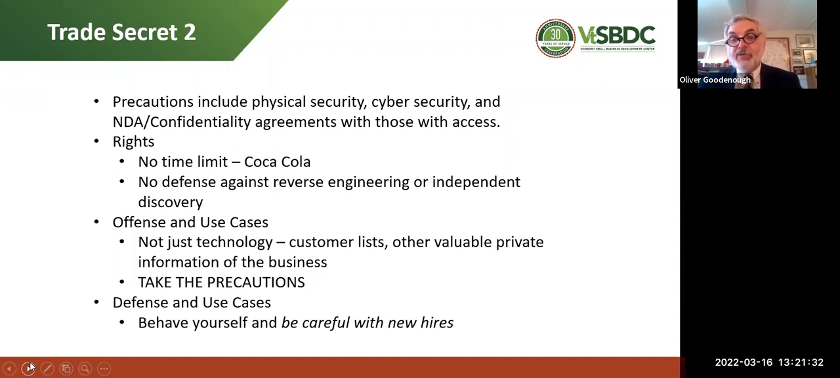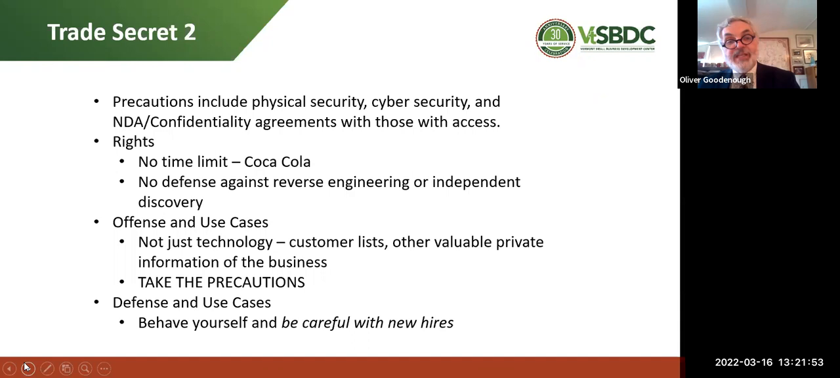And if you have it, keep it secret, do all those things, and somebody steals it, there we are. But what are your rights? No time limit. Coca-Cola patented their famous formula back in 1900 or whenever it was, or 1895. It would have expired decades ago. As it is, they still have these rights in it because it's a trade secret.